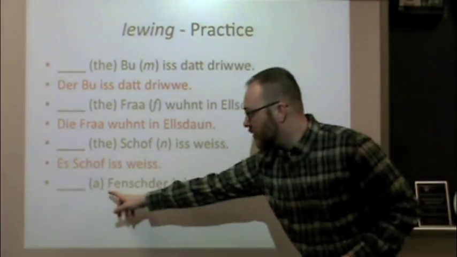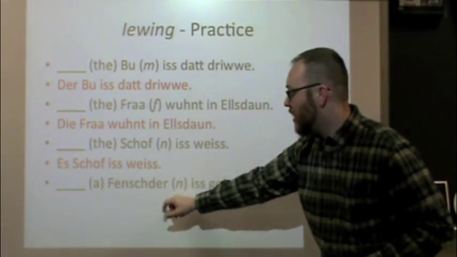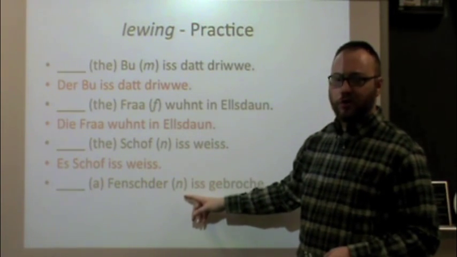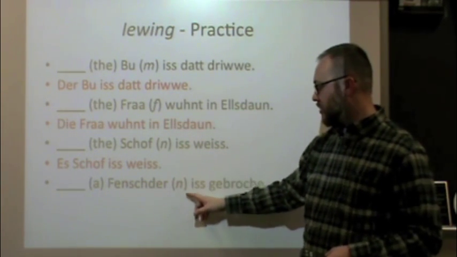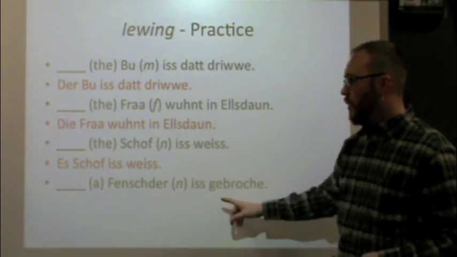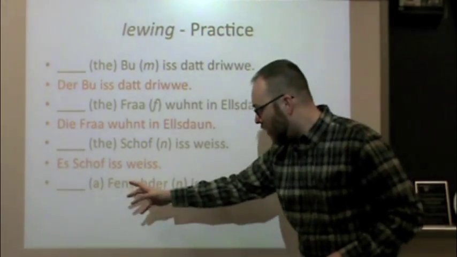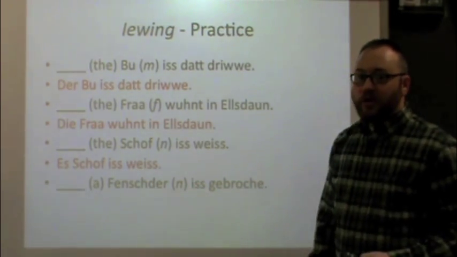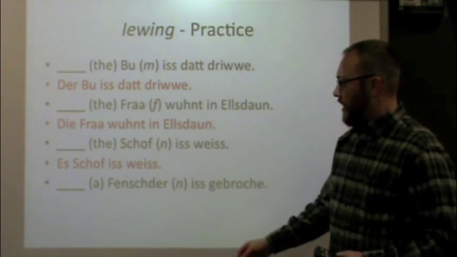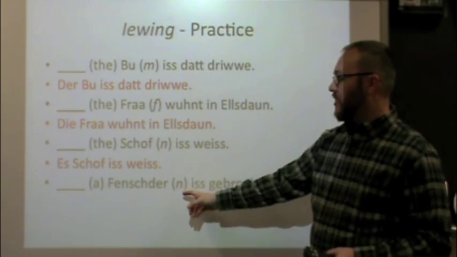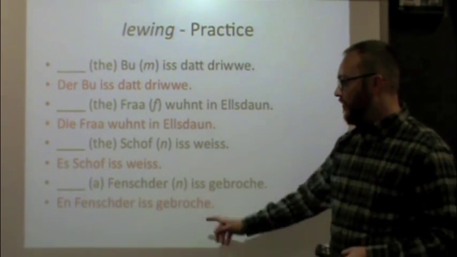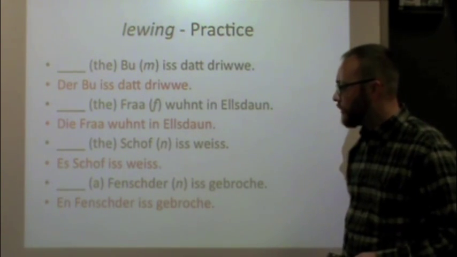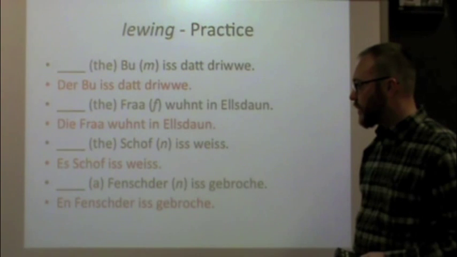Now, this time I want a form of a, the indefinite article. A Fenster, and I'm telling you that Fenster is neuter, it's the word for window. Fenster ist gebrochen. A window is broken. If you remember your chart, you can just shout it right out. What is the form of a, no matter what the gender is? Ein Fenster ist gebrochen. A window is broken. Okay?